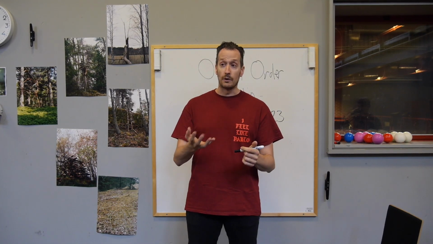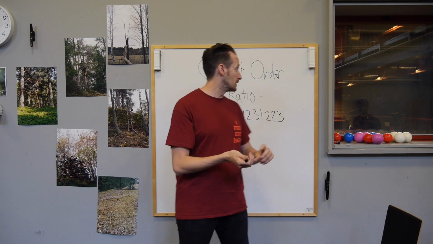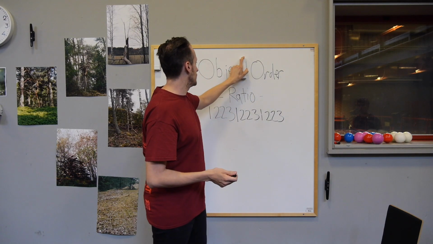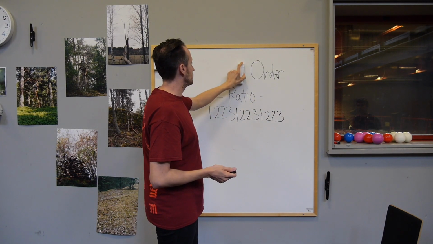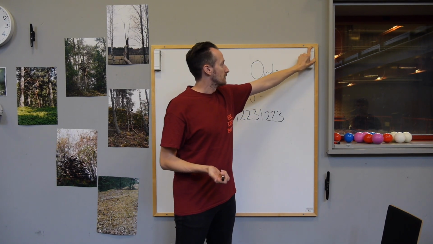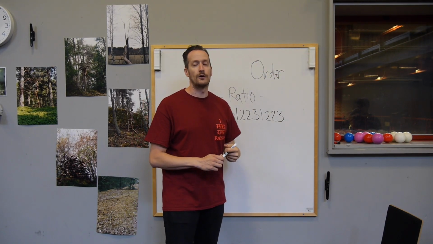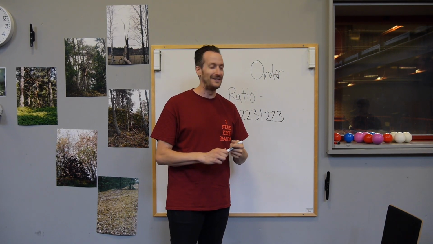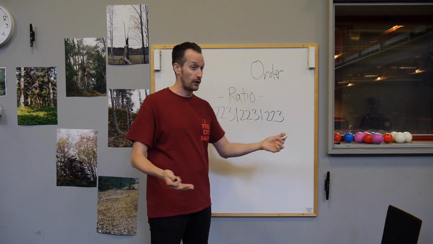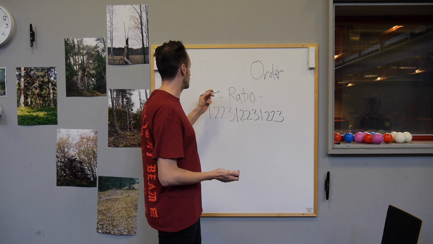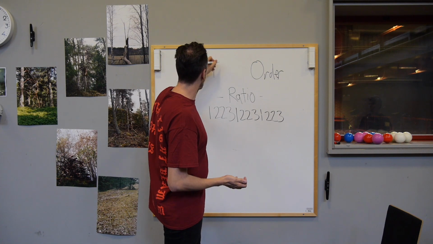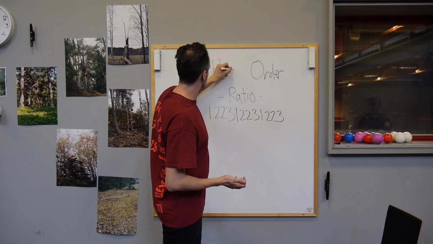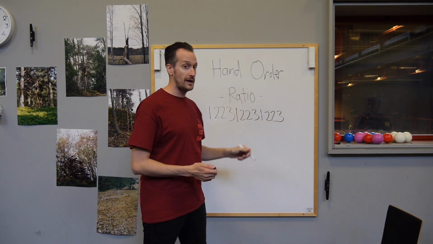So now we're going to look at, instead of the object order, we're going to look at hand order. And again, we're only using the word hand to move the conversation along. So we don't have to keep saying knee, or head, or neck, or foot, or leg, or whatever, or floor, or other person, or anything like that. So for now we're just going to say hand order. And we're going to look at the ratio of that.